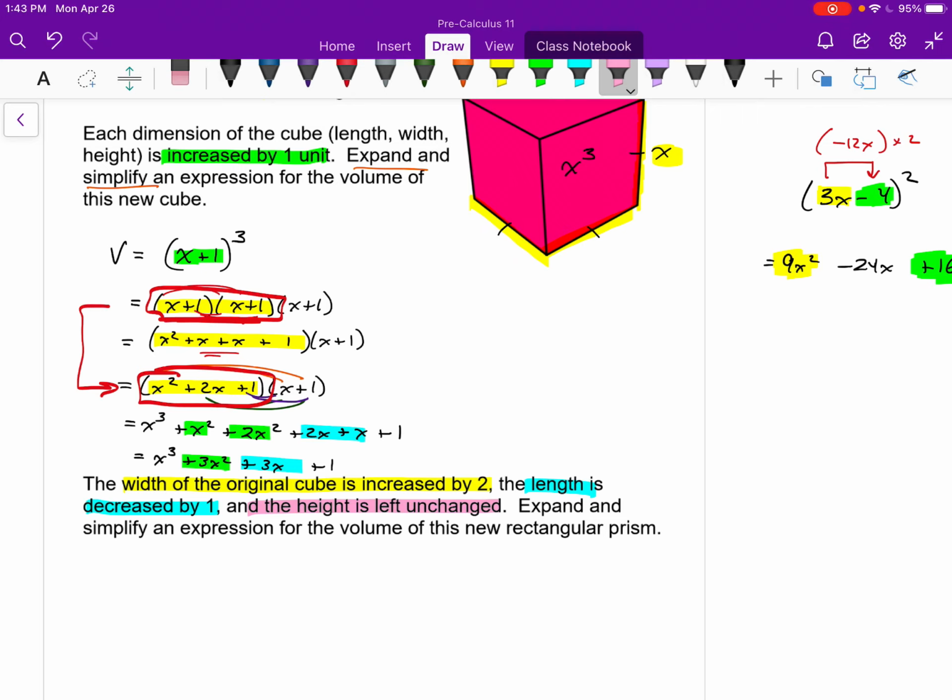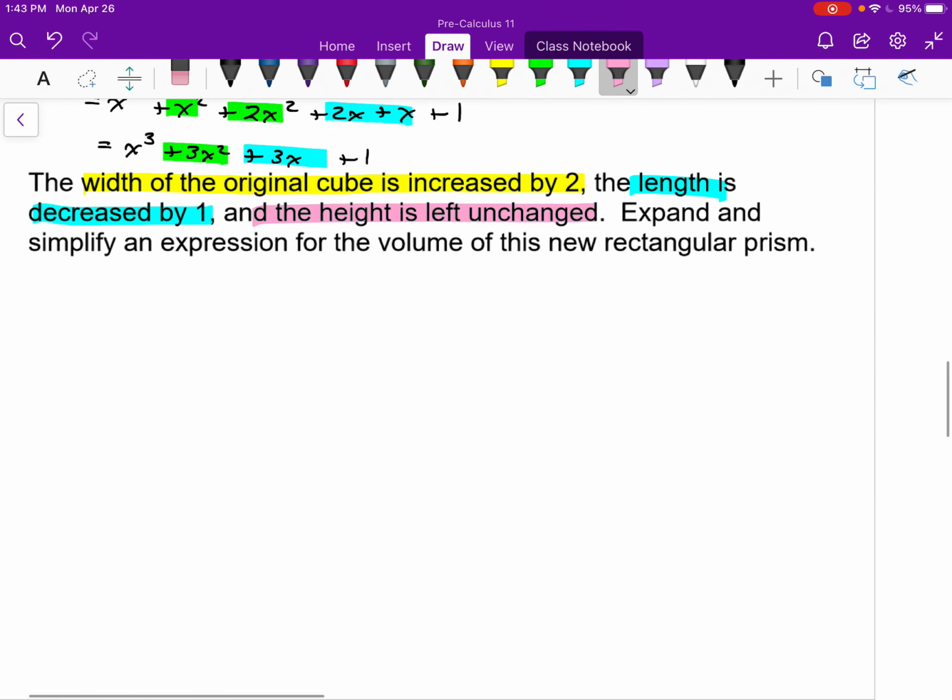It doesn't matter. They're all the same. So, the key is, of my 3 sides, the volume is going to be length times width times height. One of them is increased by 2, so x plus 2. One of them is going to be decreased by 1, so x minus 1. And one of them is unchanged. And it doesn't matter what order I write this.